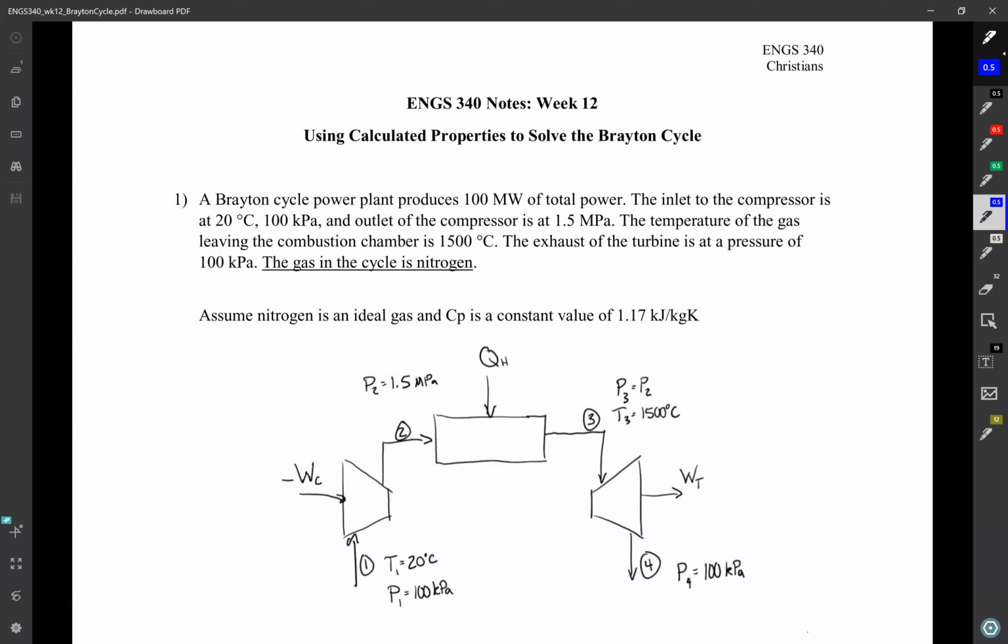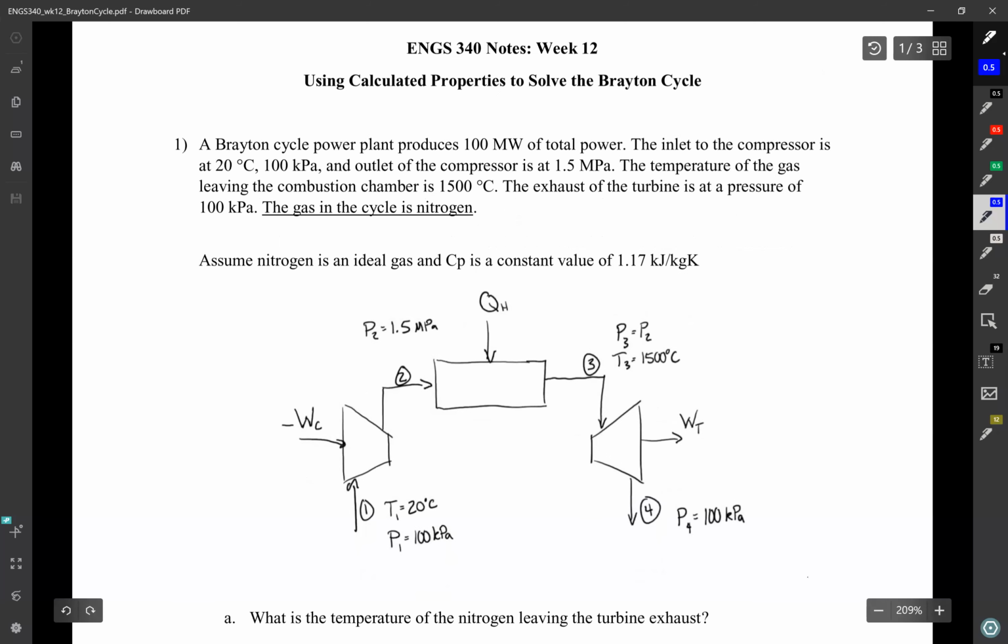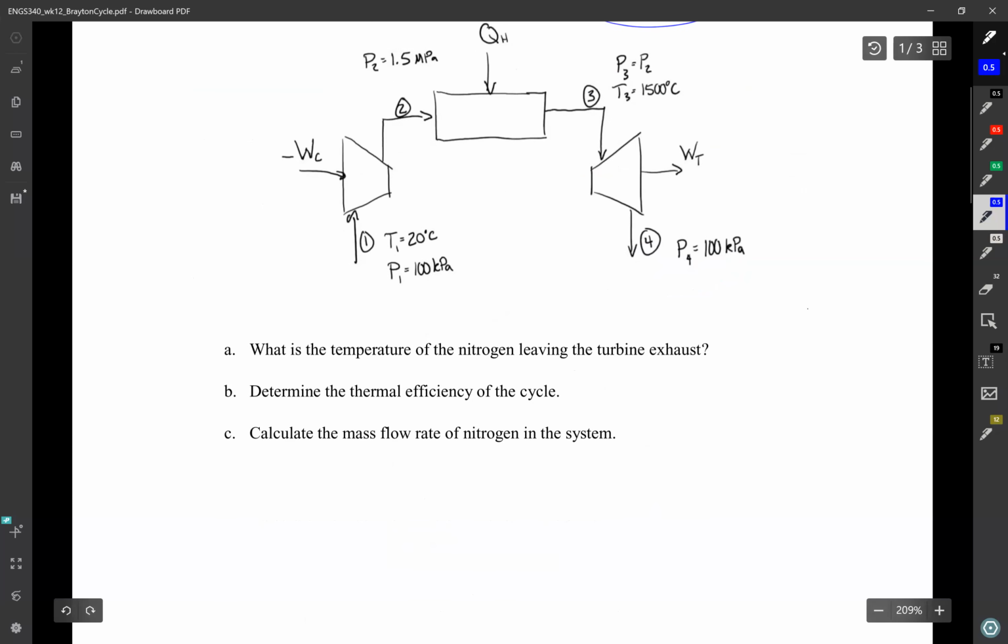The exhaust of the turbine is at 100 kPa. The inlet to the turbine is 1.5 megapascals and 1500 C. We're going to assume that nitrogen is behaving as an ideal gas and that we have this value of the constant pressure heat capacity, Cp, 1.17 kilojoules per kilogram. And we have a few basic questions that we're going to be asked. Again, the same questions that we were asked in the homework when we solved this problem previously. That was the homework from week 9.